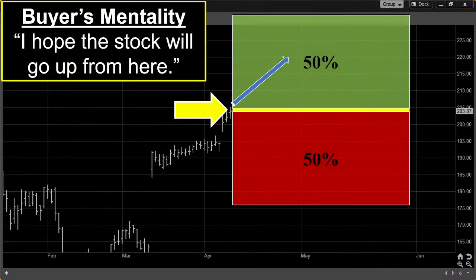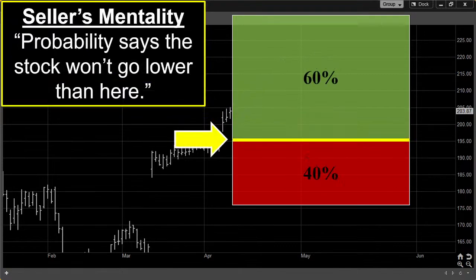Now, as a buyer, a typical trade would give you a 50-50 chance to be a winner. That's because when you buy, the only way you make money is if the stock moves in your direction. So instead of having what we call this buyer's mentality, I want to switch you to a seller's mentality. Instead of hoping a stock goes up, as a seller, you're going to strategically set up your trade using probability. Now, probability will tell you where the stock is not likely to go. So you've got a stock at $204 a share, and what you're basically saying here is, hey, I can make money as long as the stock stays above 195. There's a 60% chance this stock will stay above 195.